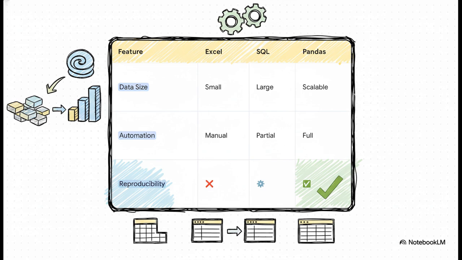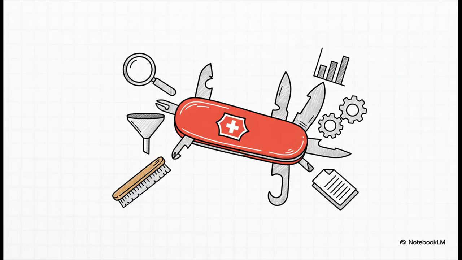So you might be wondering, okay, but how is this different from, say, Excel or SQL? Well, this table breaks it down nicely. Excel is great for small datasets, but it's manual and hard to reproduce your steps. SQL is fantastic for querying huge databases, but its analysis features are pretty limited. Pandas hits that perfect sweet spot. It can scale up, it's fully automatable through code, and this is a big one, your analysis is completely reproducible. That's a game changer for getting reliable results. Honestly, the Swiss Army knife is the perfect way to describe it. Pandas isn't just one single tool. It's a whole collection of them in one package, ready to tackle just about any data task you can imagine.